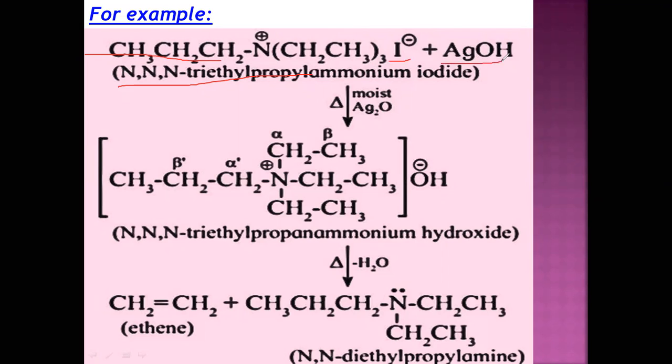reacts with Ag2O, moist Ag2O, so it produces AgOH, and where will that AgOH attach? It removes the iodine and the OH group gets attached there. So we get this N,N,N-triethyl propyl ammonium hydroxide. Now this hydroxide is highly basic in nature and will abstract a beta hydrogen atom easily.